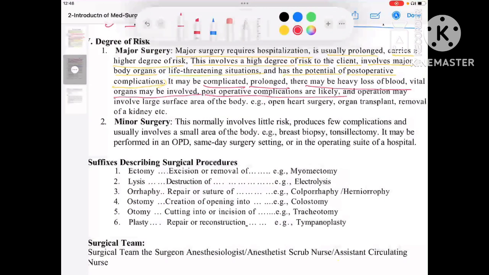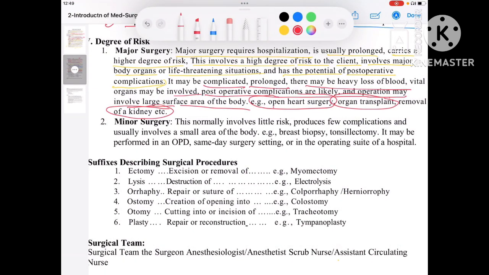Post operative complications are likely, and operations may involve a large surface area of the body. Examples are open heart surgery, organ transplant, and removal of the kidney. So all these things come under the major surgery. So what are the things in major surgery?